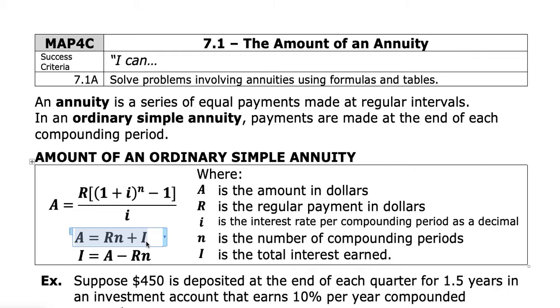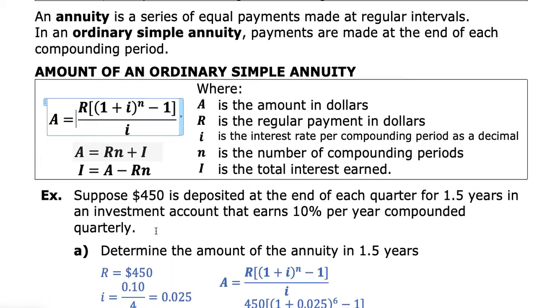And it will also earn interest. So when this type of investment starts, there's very little money in the account because we haven't made a lot of regular payments. But let's define each of these variables. A is the total amount of the investment. R is the regular payment in dollars. I is the interest rate, and remember to adjust that for the calculation at the compounding interval, as well as N, the total number of compounding intervals. So you take your payment frequency per year and multiply that by the number of years.